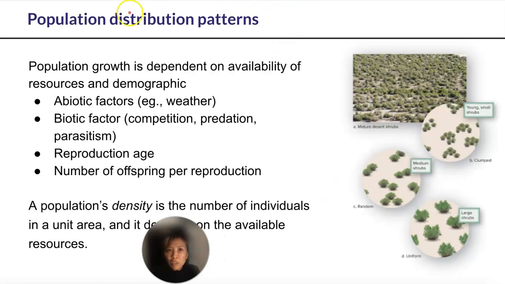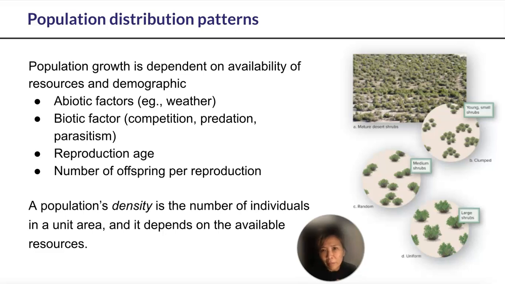Right. So other factors that can contribute to the population distribution is how many resources are available in that area. Population density is the number of individuals in a unit area, and it's going to depend a lot on how many available resources there are. Population growth often is also dependent on some other factors. The abiotic factor, for example, would be the weather, whether or not the weather is favorable for a population or not. And so think about this outside of humans.